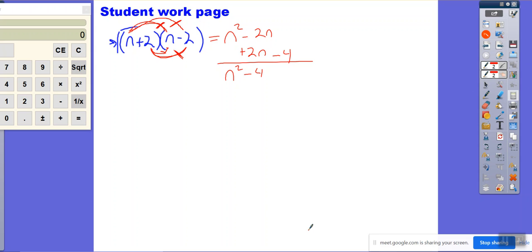Okay, so this is a difference of squares because it's a difference, a subtraction of two perfect squares. N squared is a perfect square and 4 is a perfect square. Kind of feel like deja vu for everybody, right? Okay. Now there's another way we could have done this problem.